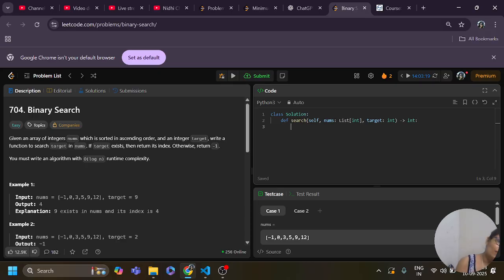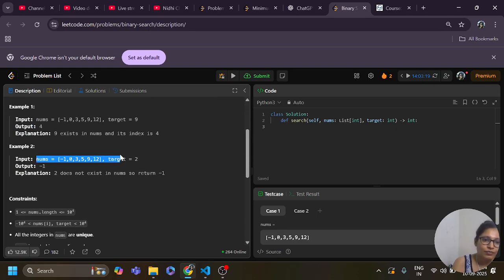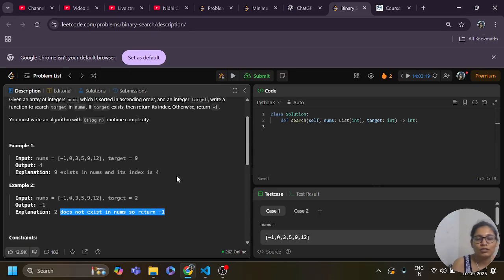So if you have a list of numbers like this and target equals 9, we need to find this target in these numbers, that is, at which index this target is located. Here the output equals 4. Explanation: 9 exists in the numbers and its index is 4. Second example: this is the list of numbers and target equals 2. So output equals -1, because 2 doesn't exist in the numbers, so return -1. I think you got it.